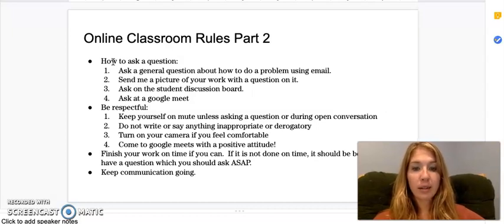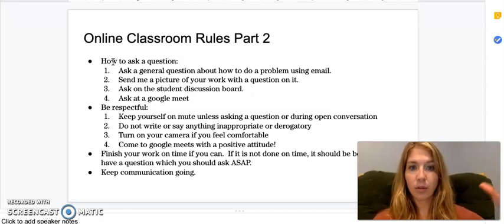You need to, lastly, finish your work on time if you can. The only real reason you shouldn't have your work done is you tried it and you didn't understand it. Then you should have a question for me, and maybe that means you finished the work a little late, but you know that you have a question, you ask it, and then you can get there.